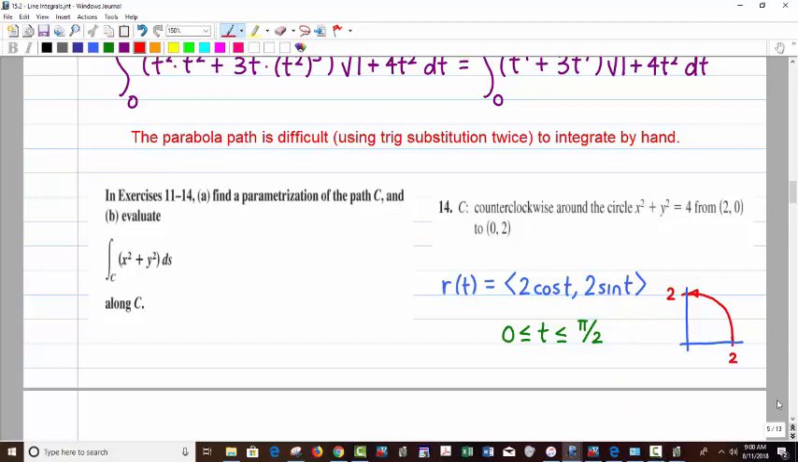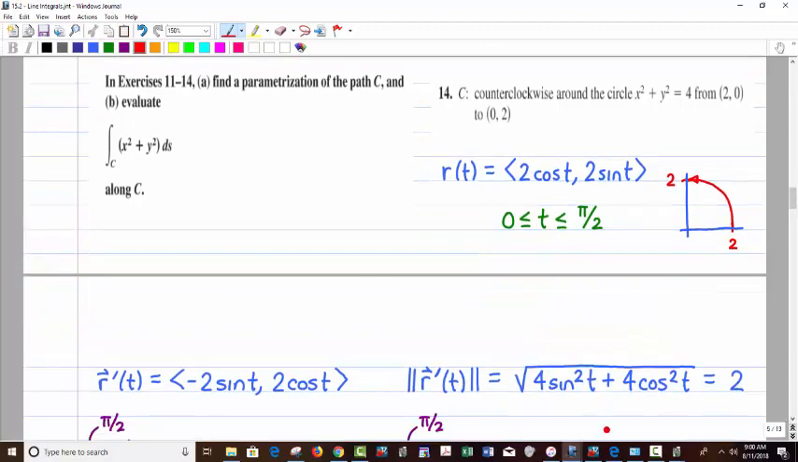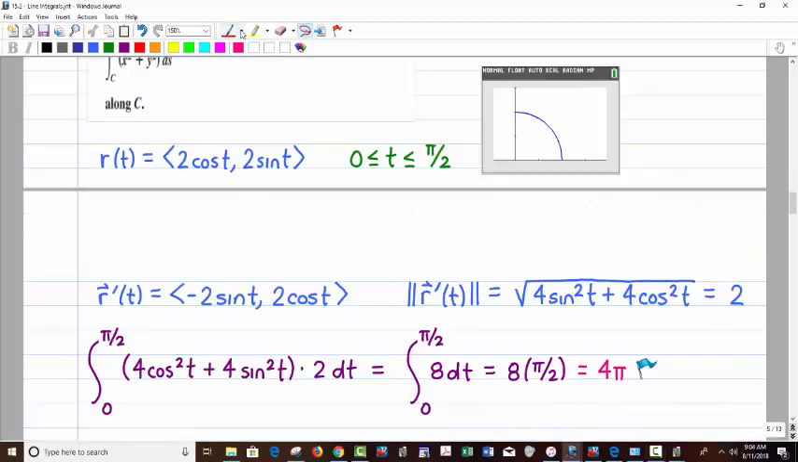All right, so let's get our integrals. Of course, we're going to need our r prime here too. Let's take the derivative of our vector valued function, which will be negative 2 sine of t, 2 cos of t, because we need the magnitude, and this one's going to work out really convenient for us. So the magnitude of r prime is the square root of 4 sine squared plus 4 cos squared, which equals the square root of 4, which equals 2. So this 2 goes right here, 2 dt.